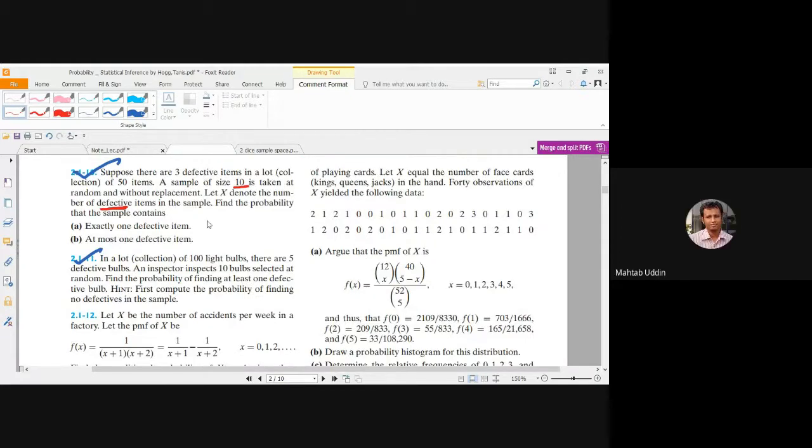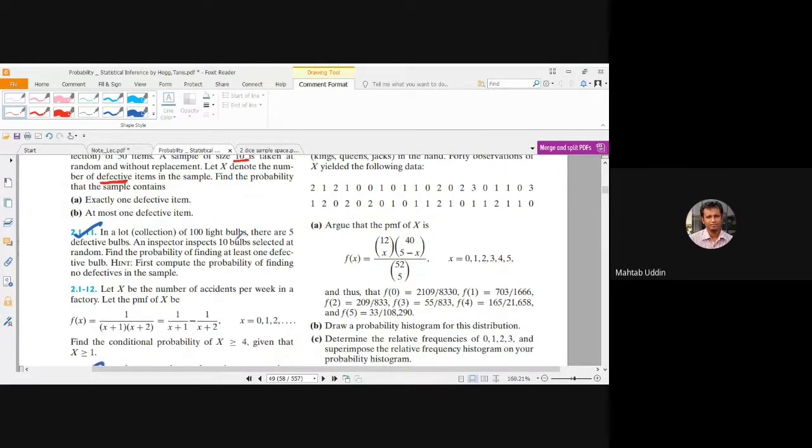The next one. I'll give the hints. You have to do the math in your script. A lot of collection of 100 bulbs. So n is 100, right? 5 defective. So n1 is what? 5. So n2 is what? 95. An inspector inspects 10 bulbs. So what is the selection? 10, right?